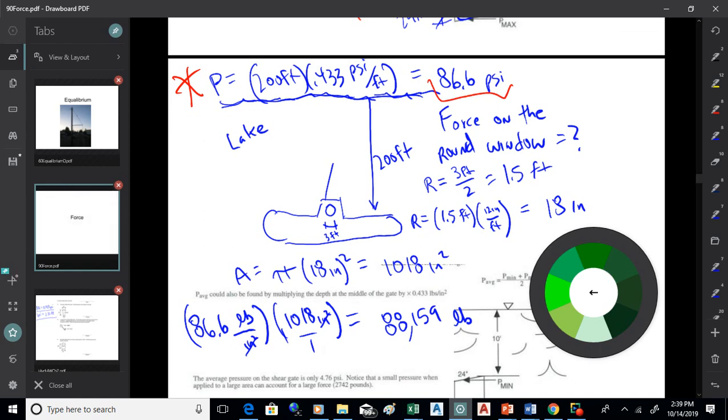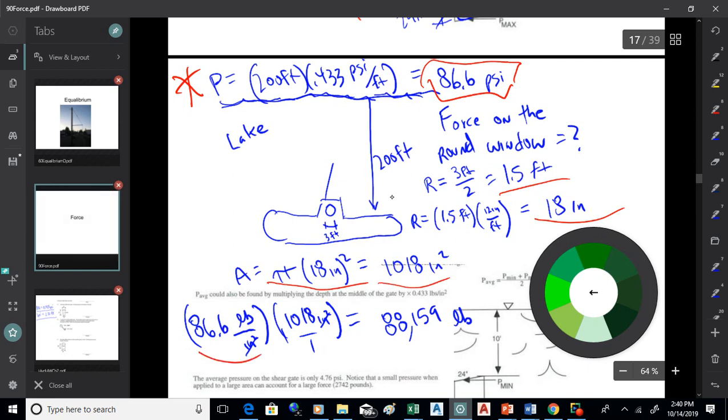So to find the force on the round window, we find the radius of the window, which is 1.5 feet, and importantly we want to convert that into inches. 12 inches to a foot, that would be an 18-inch radius on the window. We want that in inches because we have psi, pounds per square inch. Then we want to find pi r squared for the window. That's 1,018 square inches. Multiply that by the pressure, and we'll get 88,159 pounds on the window.